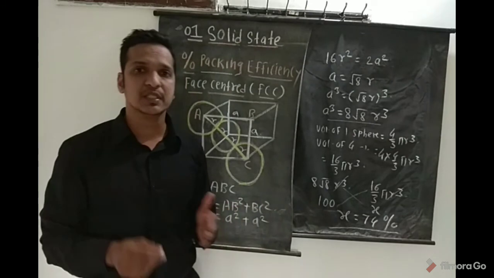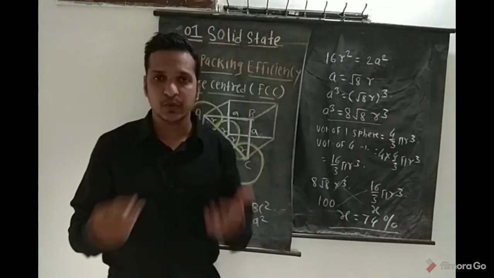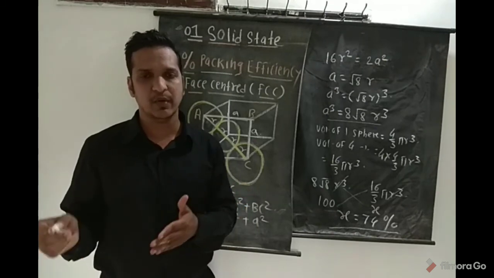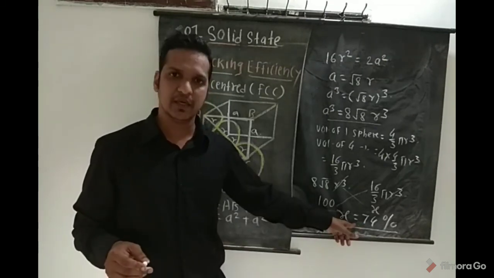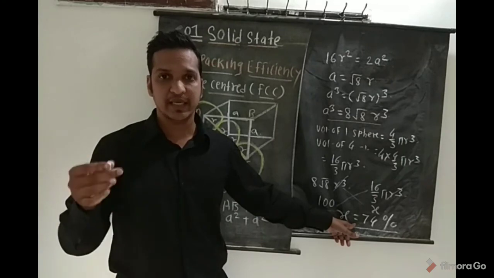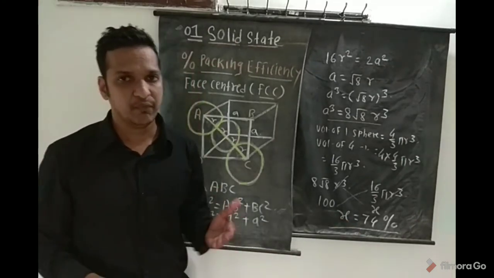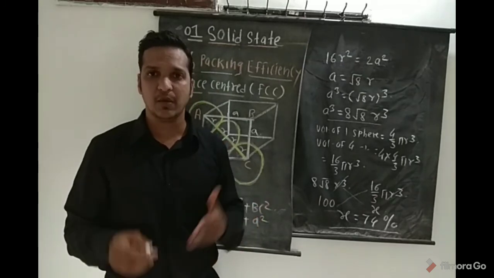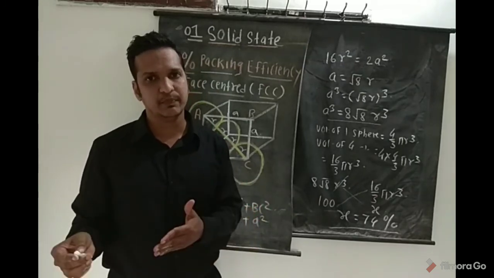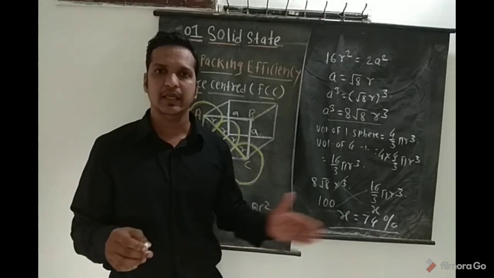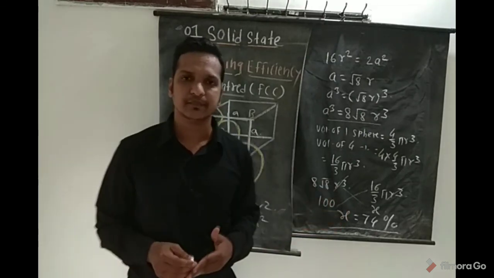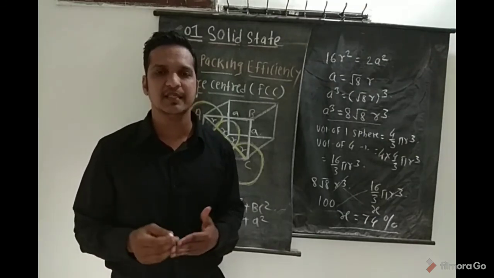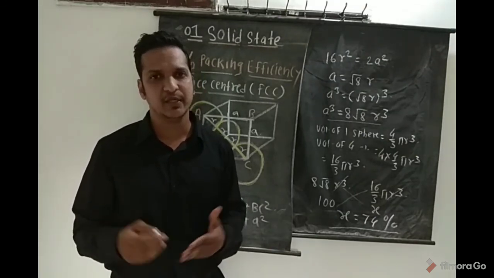Now how to calculate empty space or void? Empty space or void is equal to 100 minus 74, so we get 26%. So 74% is the packing efficiency of FCC, and empty space or void in case of FCC is equal to 26%. So this is how we calculate the packing efficiency of FCC, face-centered cubic unit cell.